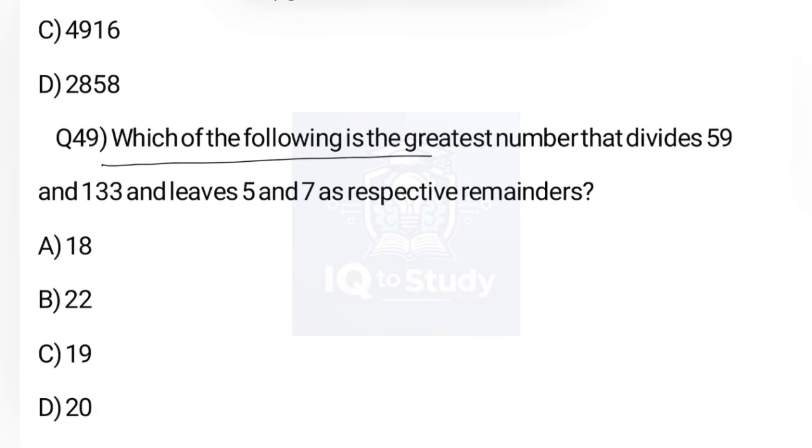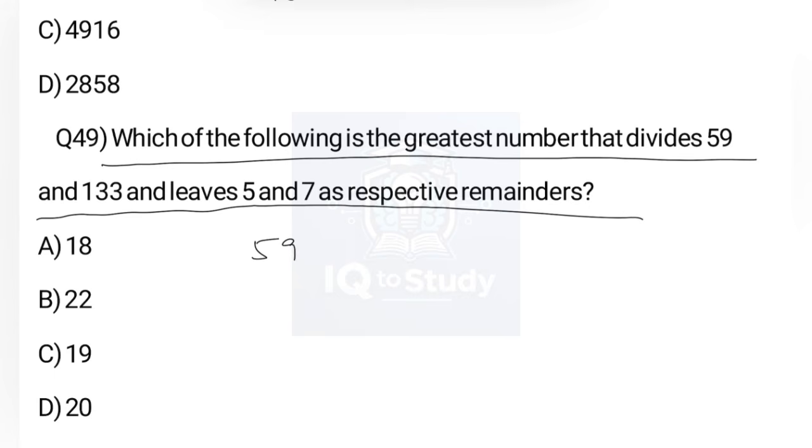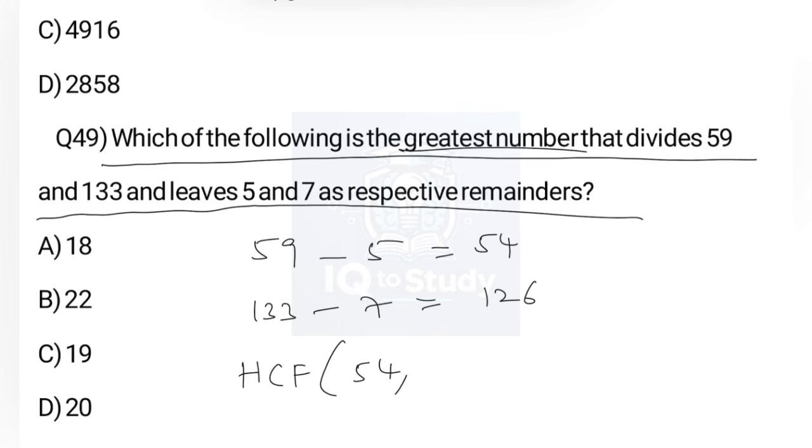Which of the following is the greatest number that divides 59 and 133 and leaves 5 and 7 as respective remainders? Given numbers are 59 and 133 and it leaves remainders 5 and 7. So 59 minus 5, which is equal to 54, and 133 minus 7, which is equal to 126. Greatest number means HCF. So HCF of 54 and 126 is equal to 18.